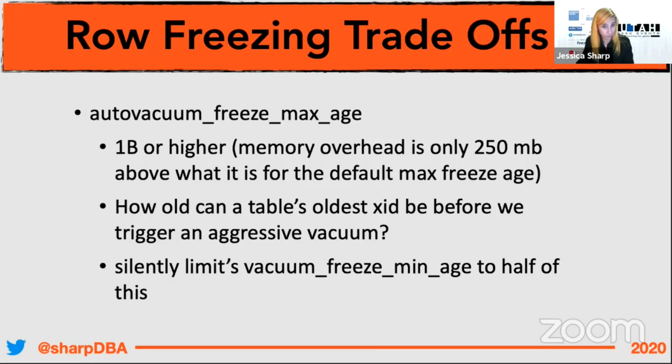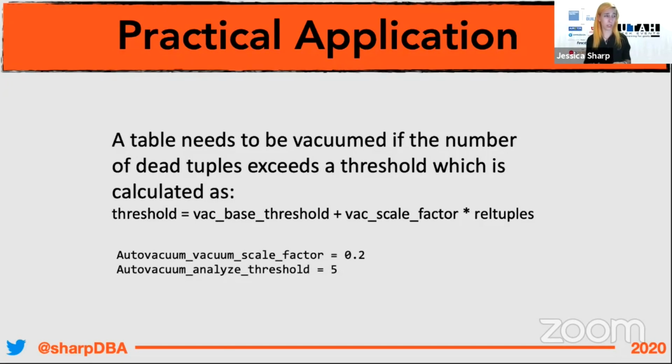So 1 billion or higher. This is where that circle comes back into play. Behind the scenes, there's a silent limit to the min age. It'll kind of force it to say, no, we're at half of the max age. But the same concept applies.